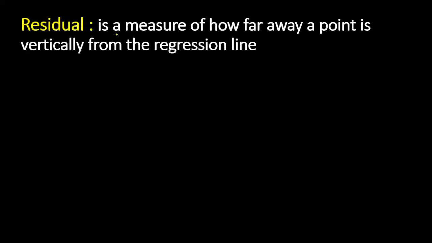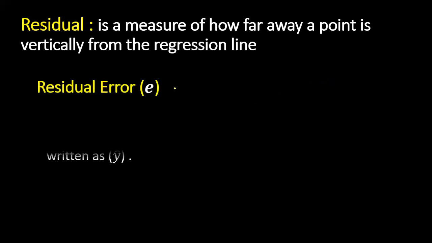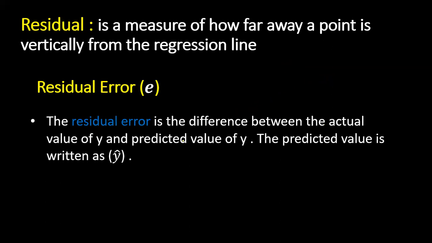Okay, right. So now residual, what is the meaning of residual? You should measure how far away a point is vertically from the regression line. This is the regression line, this is my point, and the vertical distance I'm finding out, how far it is. That's called a residual. So what is this residual error then? I am just denoting it by E. It's nothing but the difference between the actual value of Y, which will be given already, and the predicted value of Y. Predicted value, I will always write as Y cap. The difference between these is called the residual error.